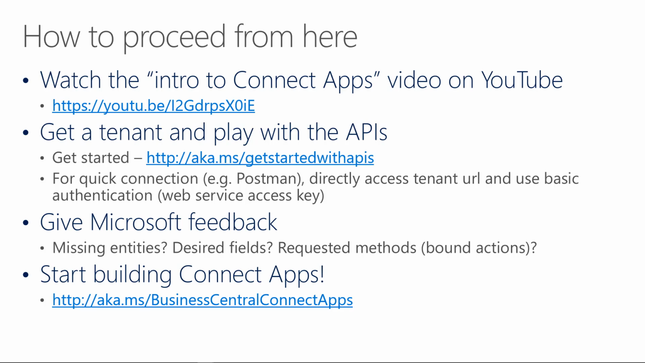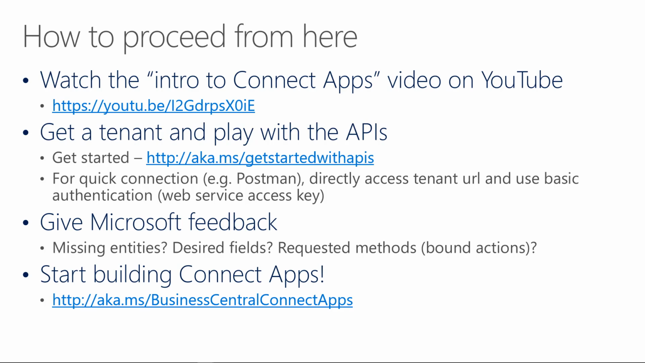So get started by going to the Get Started with APIs link for a quick connection by way of Postman or any other type of development tool that uses REST API calls. Directly access your tenant URL and use basic authentication. You would need to set up a web service access key, which I describe in that intro video. And if you find missing entities, if you find missing fields, if you need methods to be requested, new bound actions, go onto the AL GitHub repository and provide some feedback to Microsoft.